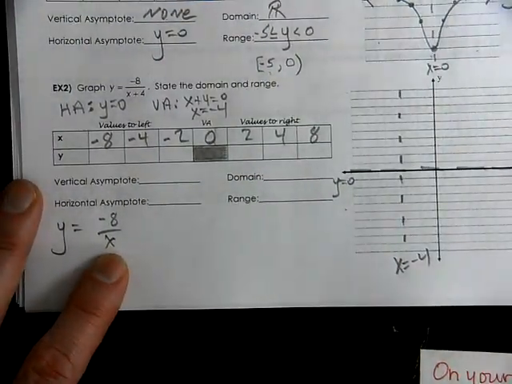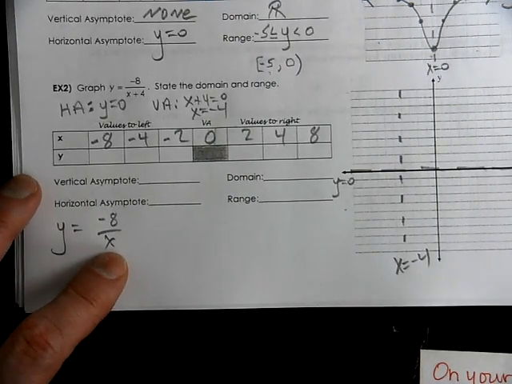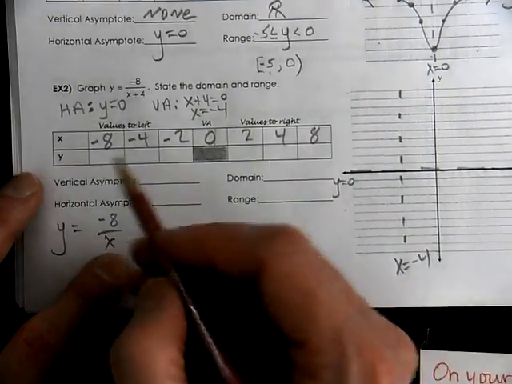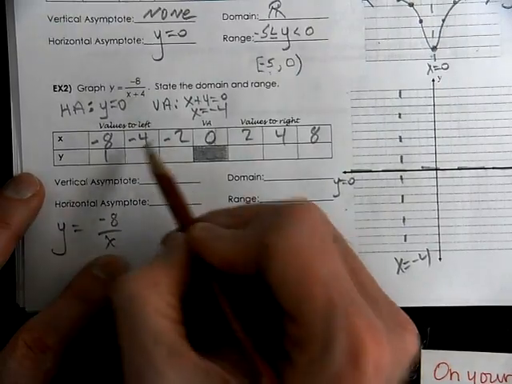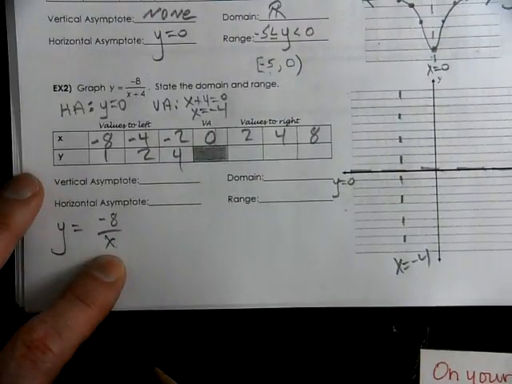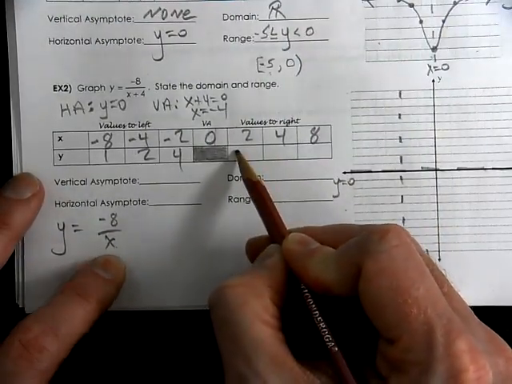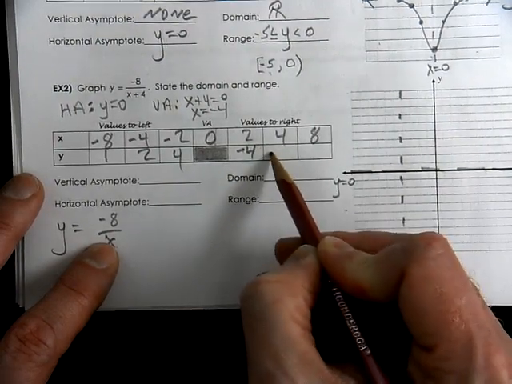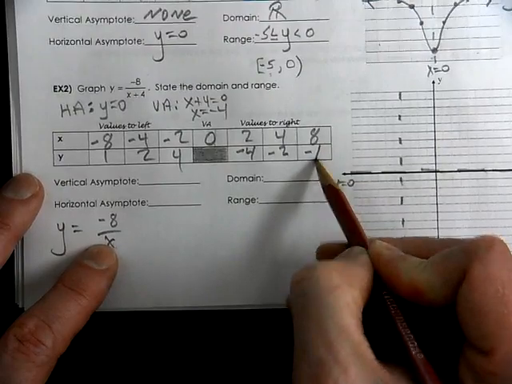You could use 6. You could use 1. It may not work perfectly with 8, but it wouldn't matter. You could do it. When you plug negative 8 in here, you get 1. Plug negative 4, you get 2. Plug 2, you get 4. And you could do the same thing on this side. Plug 2 in here, you get negative 4, negative 2, and negative 1.